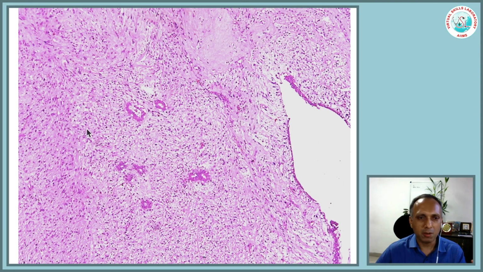This is a higher magnification of the stroma. As you can see, the ducts are very few and sparse, and it's predominantly stroma, which is known as stromal overgrowth. So this is more of a stromal predominant lesion of the breast.